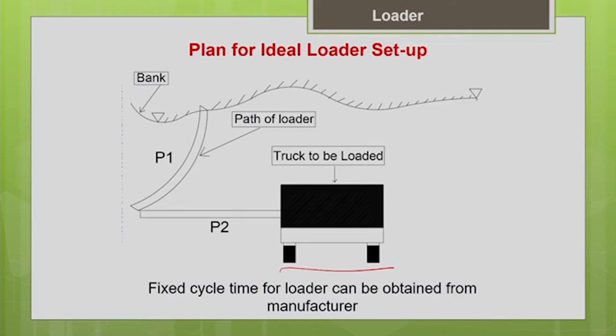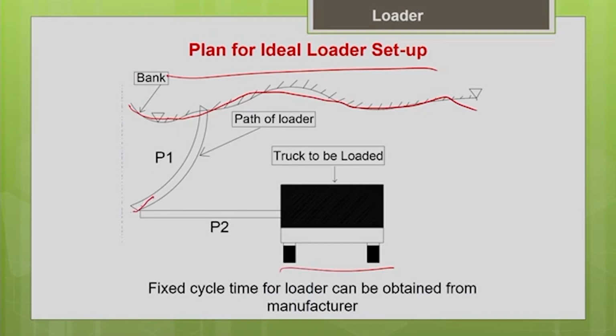It is always preferable to have the truck as close as possible, so that you can improve the productivity of your loader. That is what we call the ideal loader setup. You can see the production cycle here. This is your truck and this is the bank which the loader is excavating, and this shows the path of the loader.